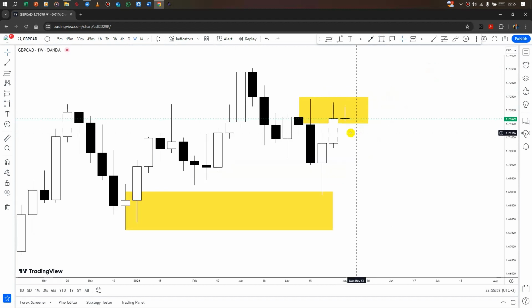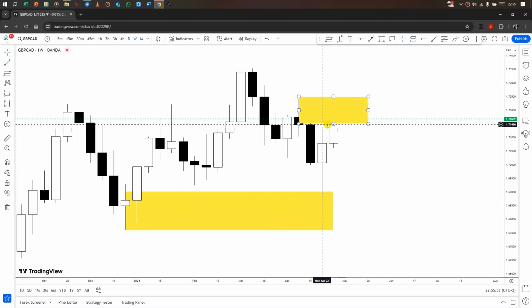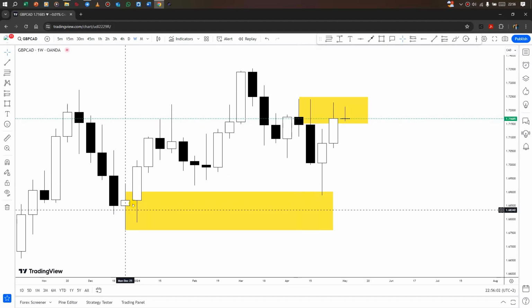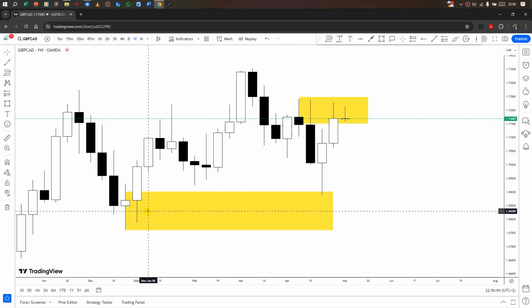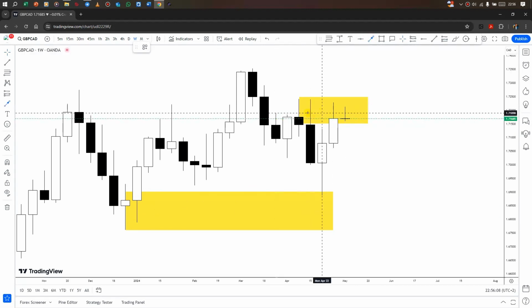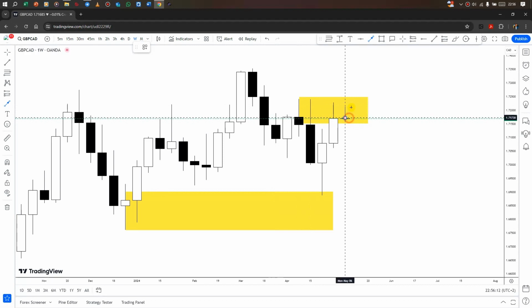But comparing these two zones here, you can see that this weekly supply zone is not significant, or it's not very strong compared to this weekly demand zone here. So there are higher chances that the price will not hold this weekly supply zone on this level here, and it will violate it and go through it.